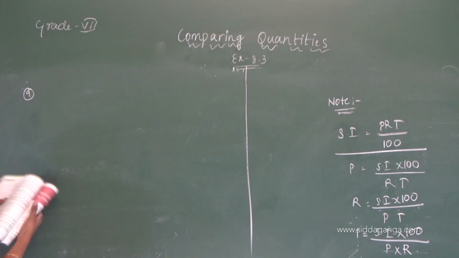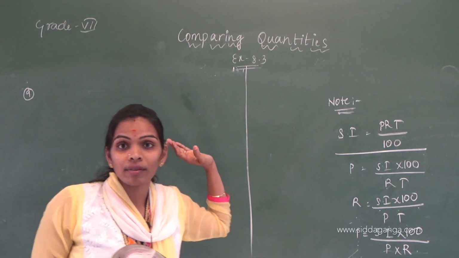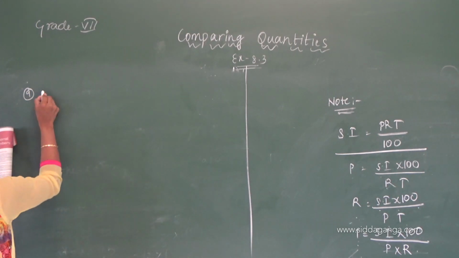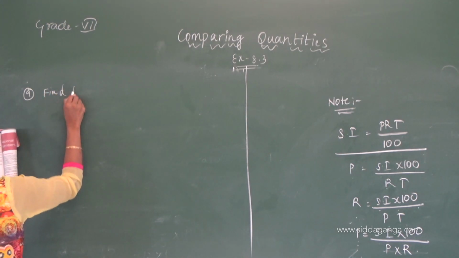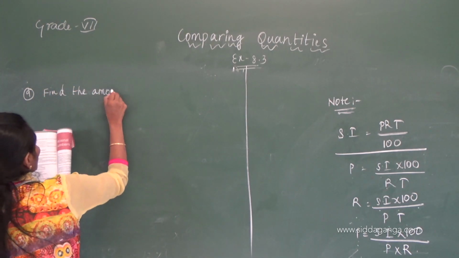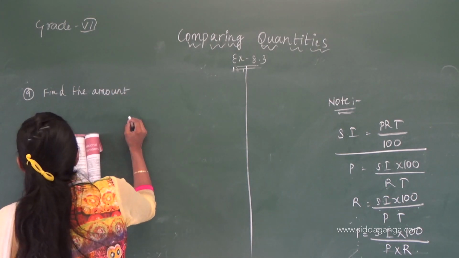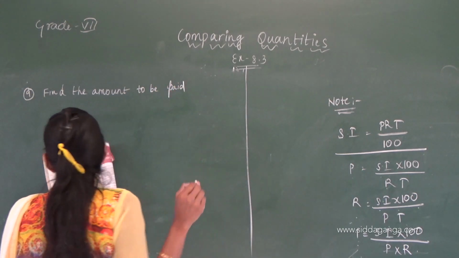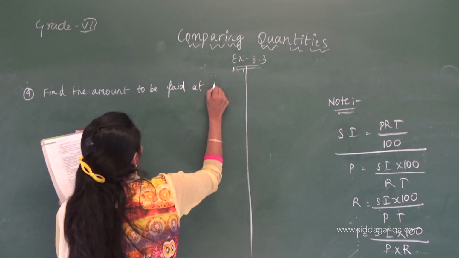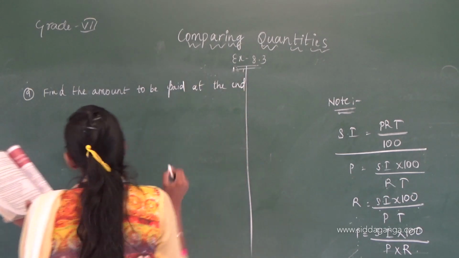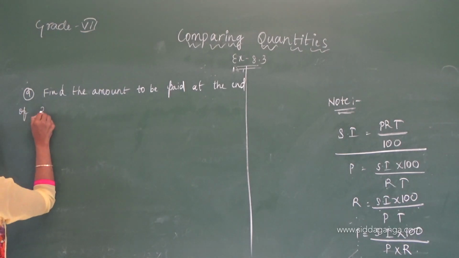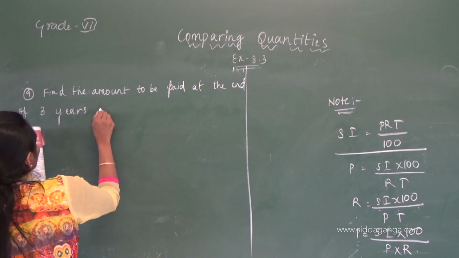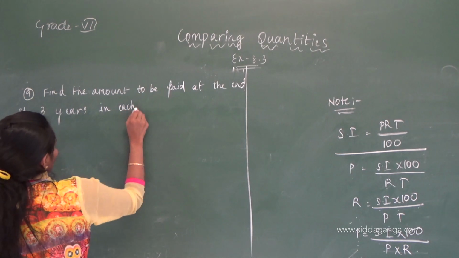Now the 9th question. In exercise 8.3, we are discussing the solution for the 9th question. What is there in the question? Find the amount to be paid at the end of 3 years in each case.